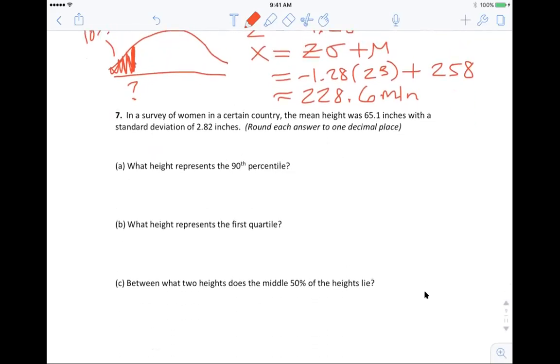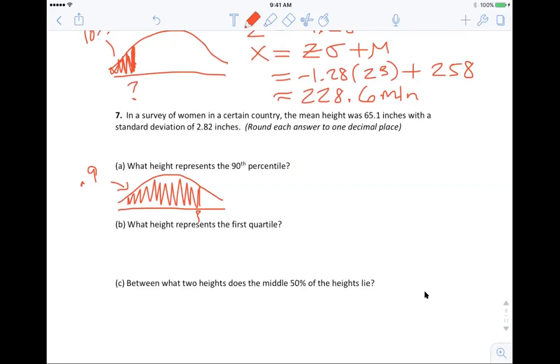Has like percentiles and quartiles and that sort of thing. So in a survey of women in a certain country, mean height 65.1 and a standard deviation 2.82. Okay, what's the height that represents the 90th percentile? So if you can draw these out with a little sketch, it does help. Remember, 90th percentile is 90% to the left. So percentiles are always area to the left, right? And so what is this 90th percentile score? Okay.